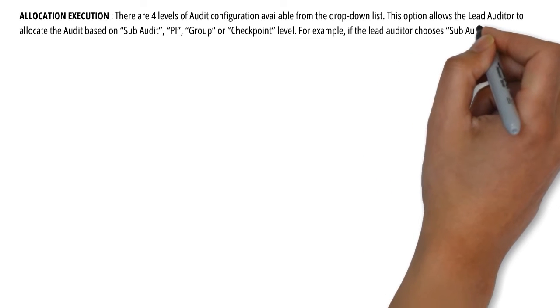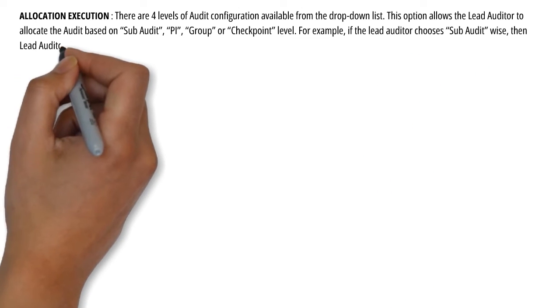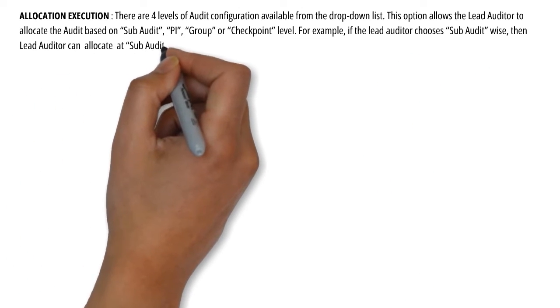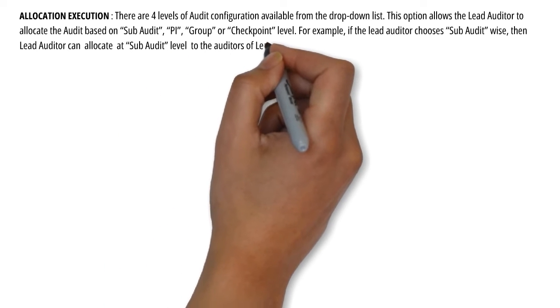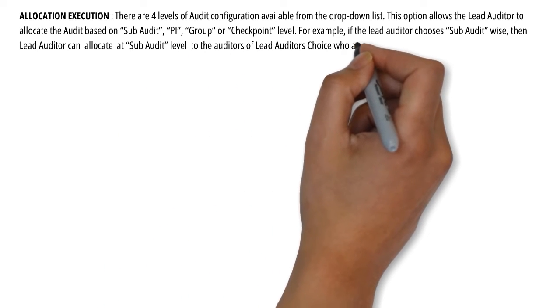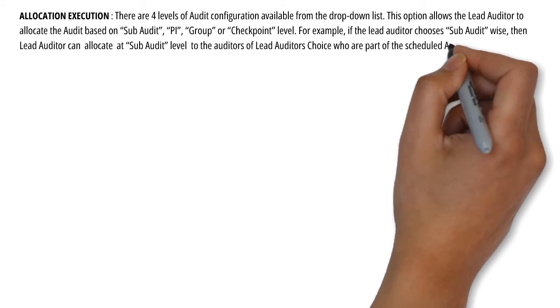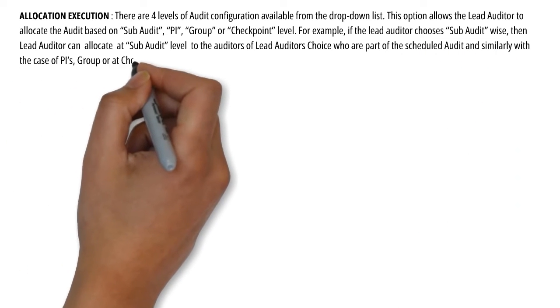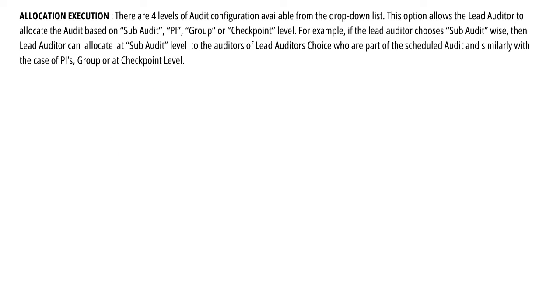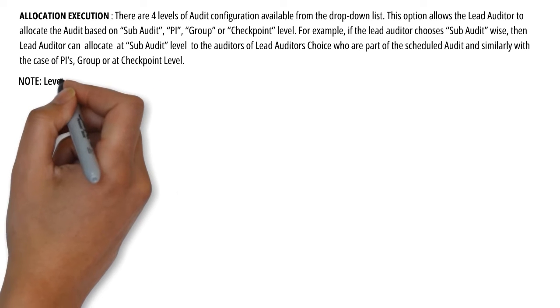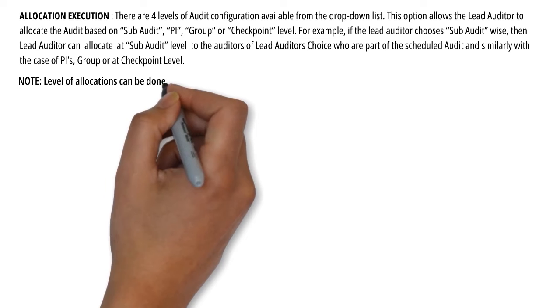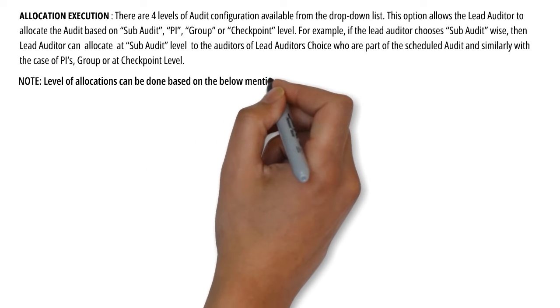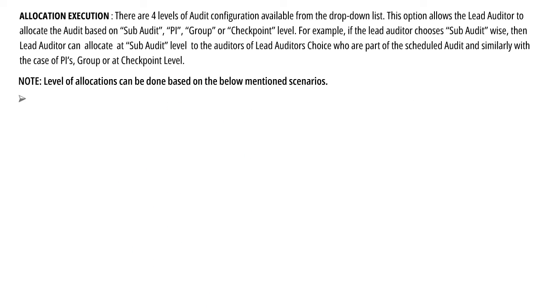For example, if the lead auditor chooses sub-audit-wise, then the lead auditor can allocate at sub-audit level to the auditors of the lead auditor's choice who are part of the scheduled audit, and similarly in the case of PIs, group, or at checkpoint level. Note, level of allocations can be done based on the below-mentioned scenarios.